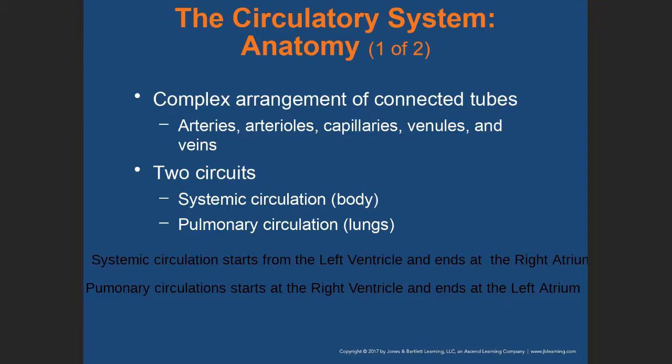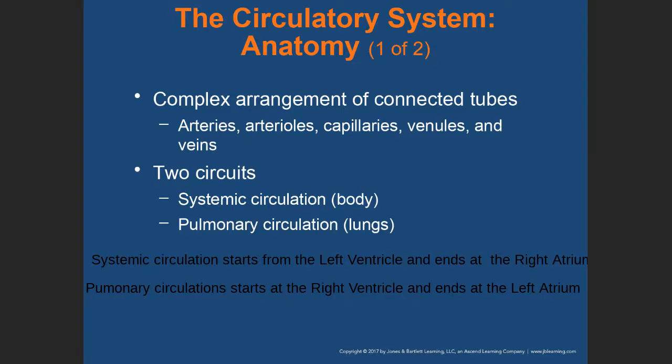The circulatory system anatomy. It's a complex arrangement of connected tubes: arteries, arterioles, capillaries, venules, and veins. It has two circuits. You have the systemic circulation, which is the circulation of blood to and from the body. It's the circulation of blood from the heart to the body and blood returning from the body to the heart.